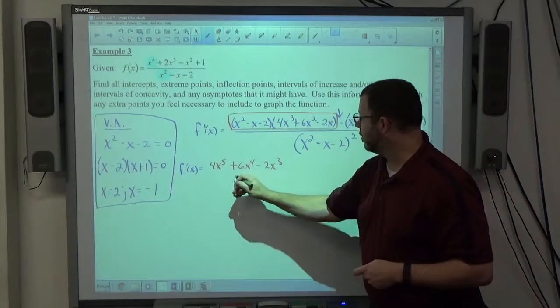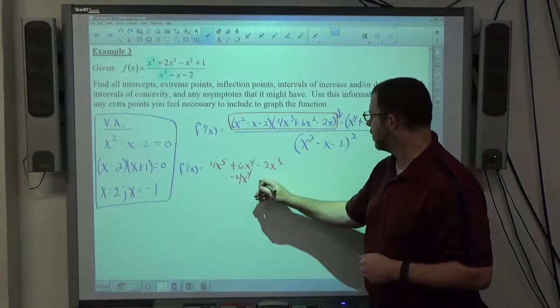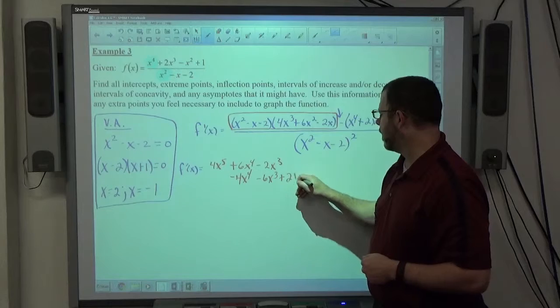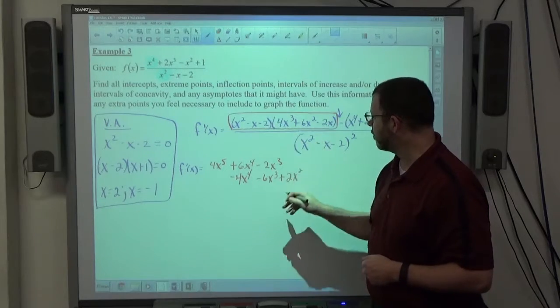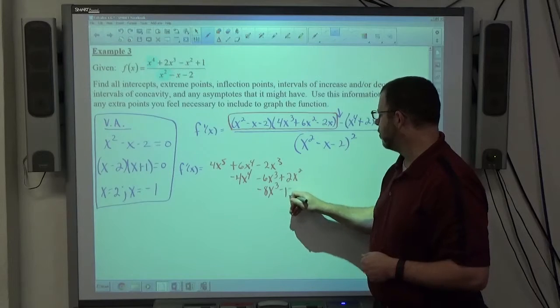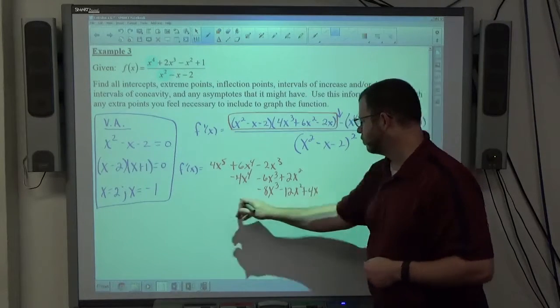Negative x times 4x cubed is negative 4x to the 4th. Negative x times 6x squared is negative 6x cubed. Negative x times negative 2x is positive 2x squared. Negative 2 times 4x cubed is negative 8x cubed. Negative 2 times 6x squared, negative 12x squared. Negative 2 times negative 2x, positive 4x.